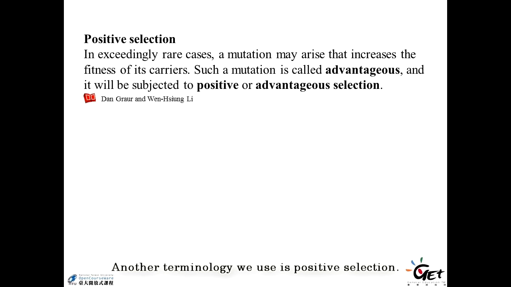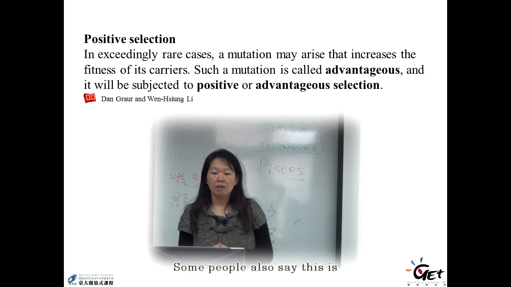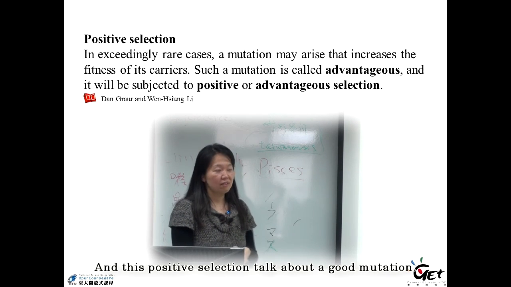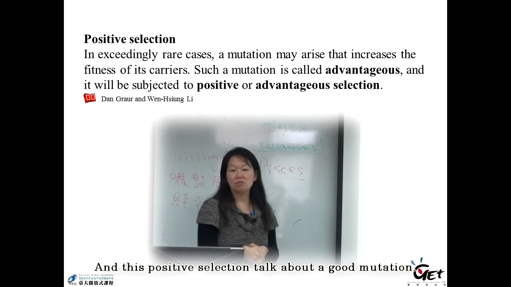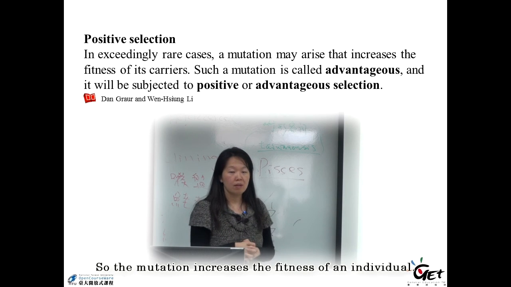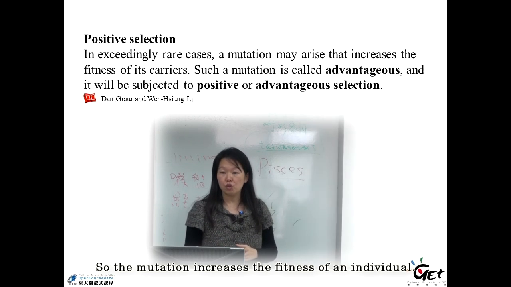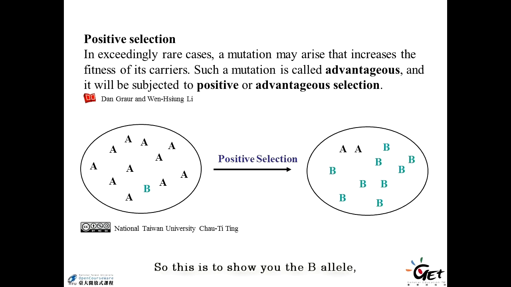Another terminology we use is positive selection. Some people also say this is Darwinian positive selection. Positive selection talks about a good mutation, where the mutation increases the fitness of an individual. So this shows you the B allele. Now the B allele, after several generations, populates the population. So you can see it increases in frequency, especially in a very short time.